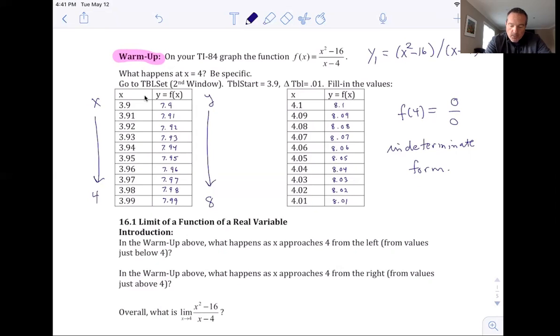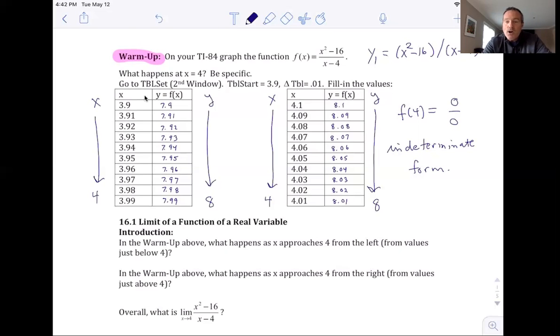Same thing here with the numbers above 4. So if we start with 4.1 for the x's, and we decrease them by 1/100th all the way to 4.01, remember, the x's are still getting close to 4. We can ask, what's happened to the y's? Well, they go from 8.1 to 8.09 all the way to 8.01. They get really, really close to 8.